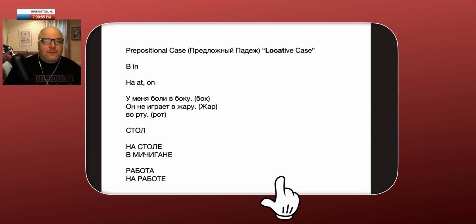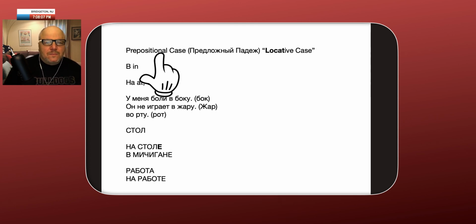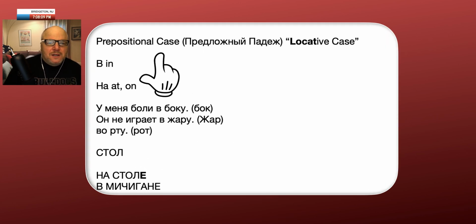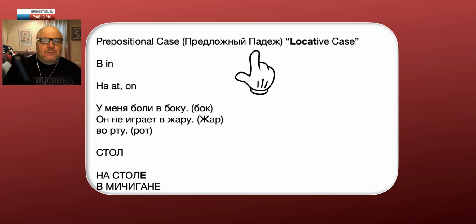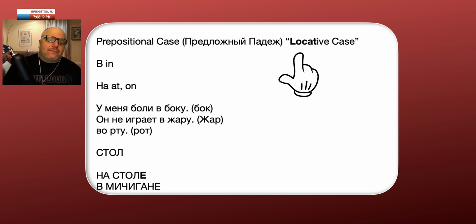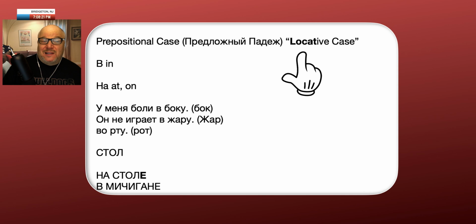Okay, not that one. Hold on. Wrong screen. Is it this one? Yeah. All right. So here we go. So we have the prepositional case. In Russian, that's предложный, meaning prepositional. Падеж is case. Okay, предложный падеж. And a lot of times it's called locative. You think of the word locate, where you are located.